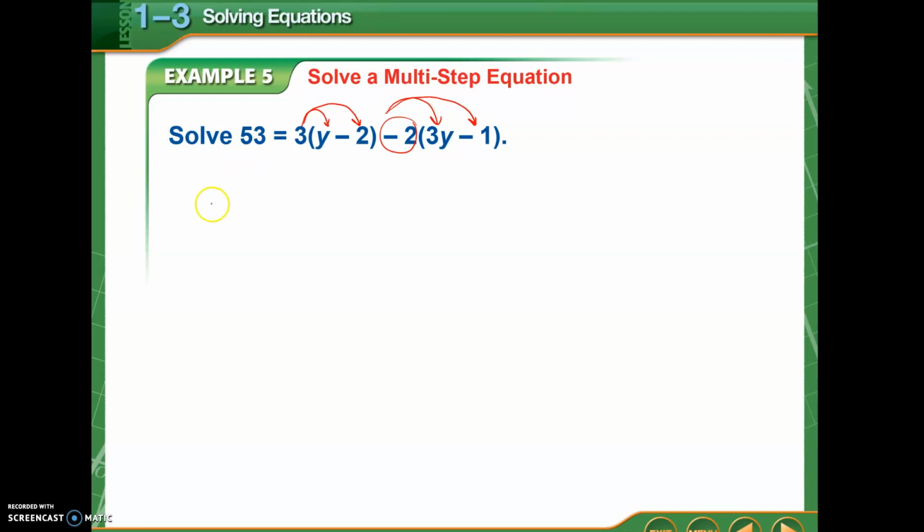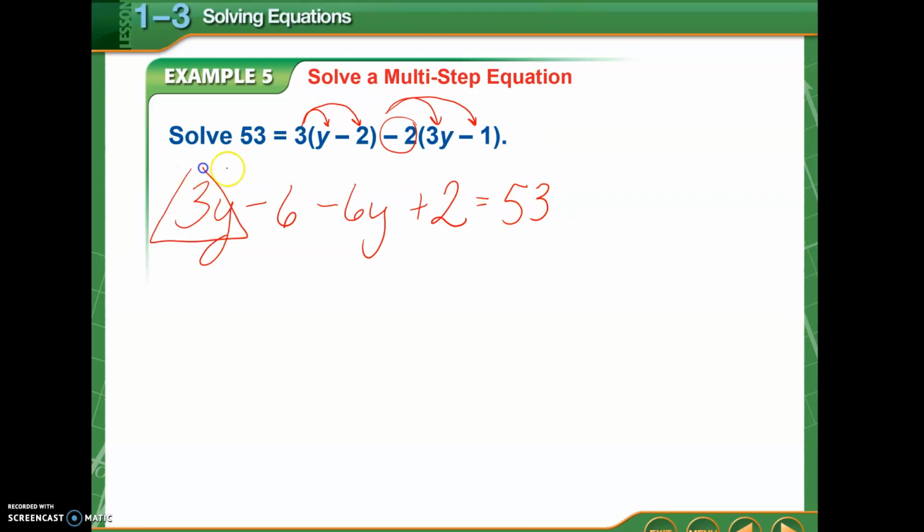So, and I'm going to rewrite it with the 53 at the end. Again, that's something that is a preference. So I would go 3 times y, which is 3y. 3 times -2 is -6. -2 times 3y is -6y. -2 times -1 is +2. And the reason I can change this to be equal on this side is because of the symmetric property.